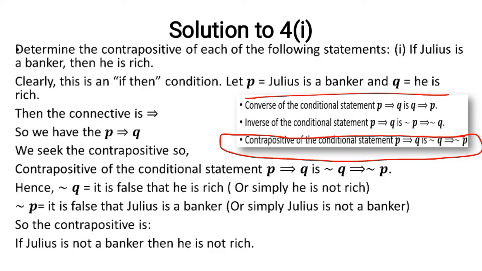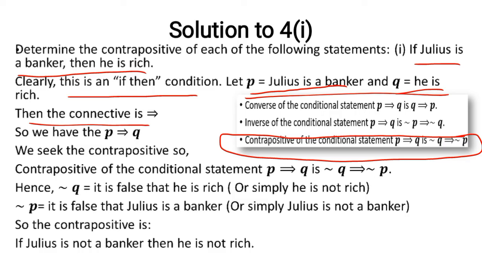So we're looking for the contrapositive of each of the following statements. It says, if Julius is a banker, then he is rich. So we have an if, then statement. This is clear. So let P be Julius is a banker. Then let Q be he is rich.